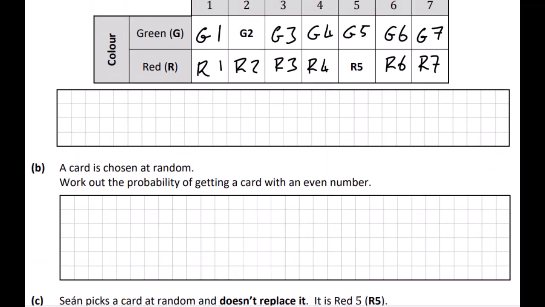A card is chosen at random. Work out the probability of getting a card with an even number. So we want the probability of getting an even number. Well, there are 1, 2, 3, 4, 5, 6 even numbers. So 2, 4, and 6 green and 2, 4, and 6 red. So 6 numbers out of a total of 14. Simplify that, 3/7. Okay, that's that one.